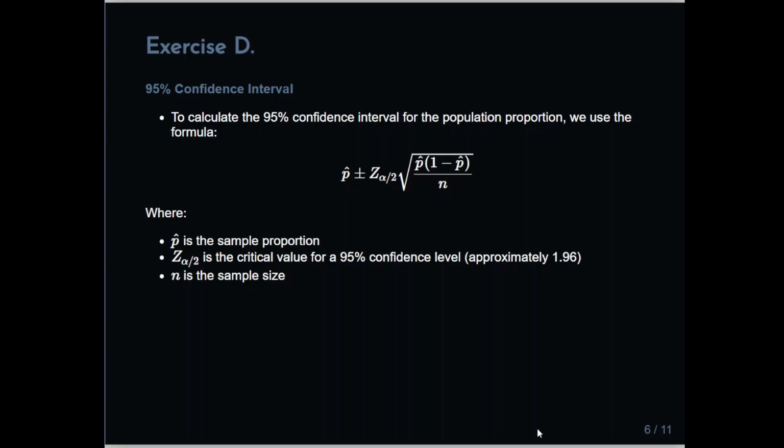Now, the confidence interval. To calculate a 95% confidence interval for the population proportion, we use this formula here. We have P hat, which is the point estimate, our sample proportion, plus or minus Z alpha over 2, which is a quantile, a critical value from the standard normal distribution, corresponding to a 95% confidence interval. And that's the second part.